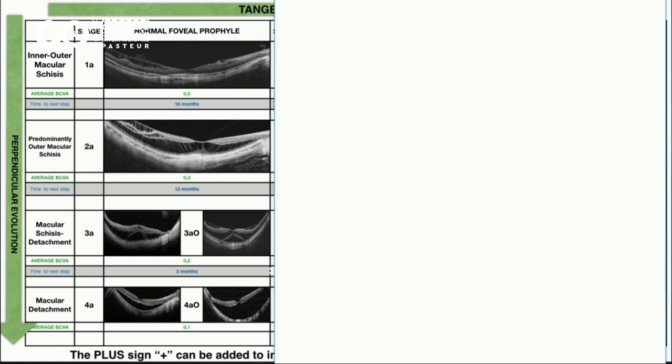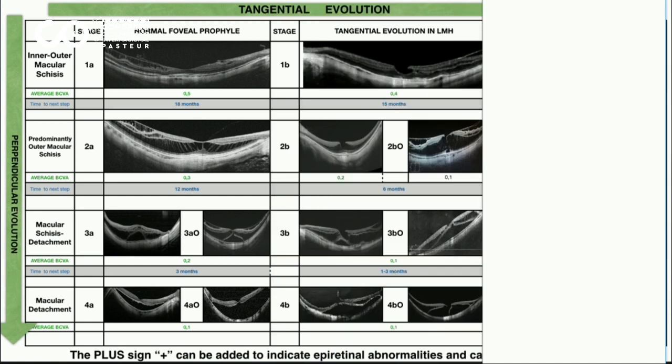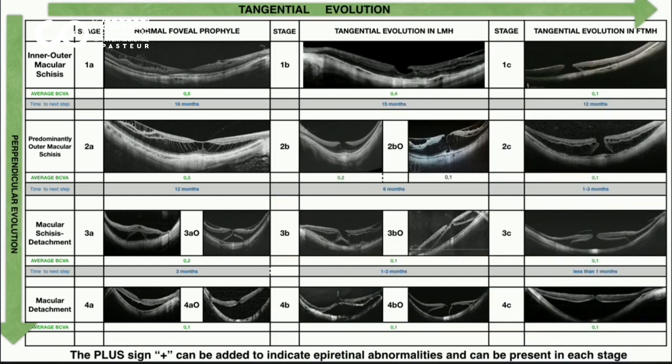While this is the progression on a plane perpendicular to the fovea, the disease can also progress tangentially to the fovea. So for each of the 4 stages, in stage A, the inner fovea is intact, but the disease can progress to a lamellar macular hole in stage B and then to a full thickness macular hole in stage C.